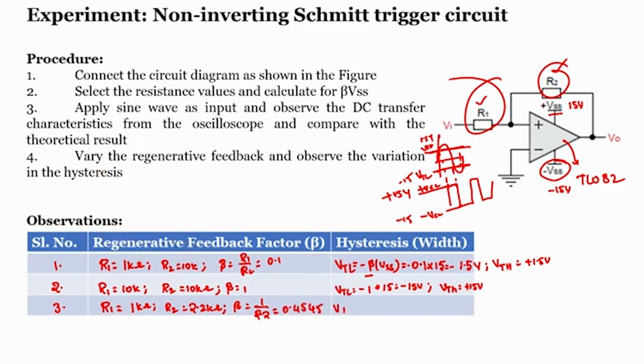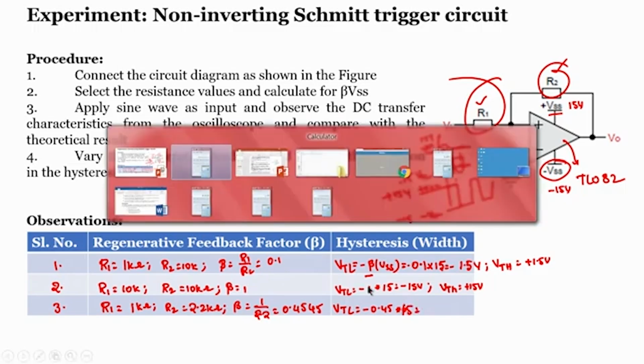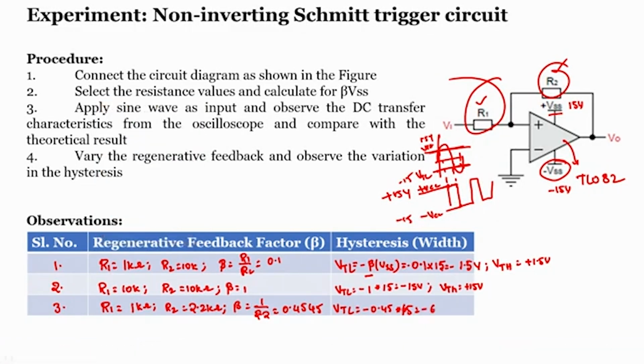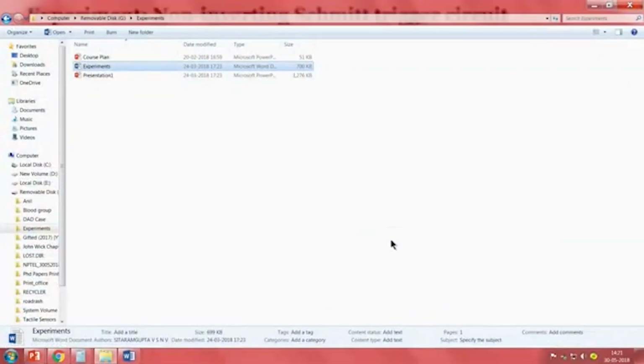Now, what about VTH and VTL? VTL is minus 0.45 into 15, which is nothing but minus 6.818, so the lower threshold is minus 6.818 volts, and similarly the higher threshold will be plus 6.818 volts, right. We will verify the same thing using simulation first. Now, for the simulation, we will open NI Multisim.